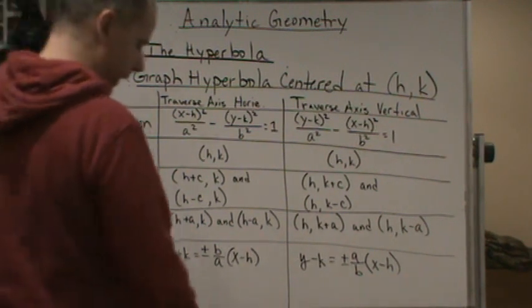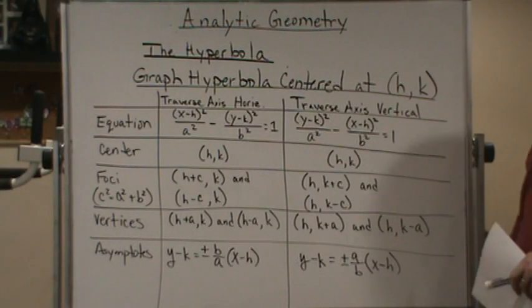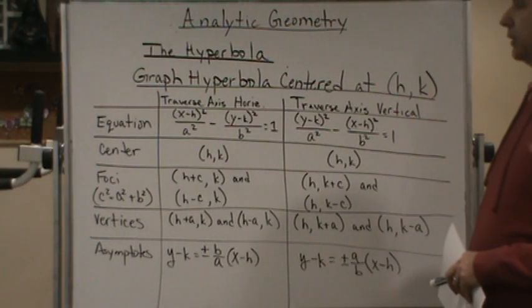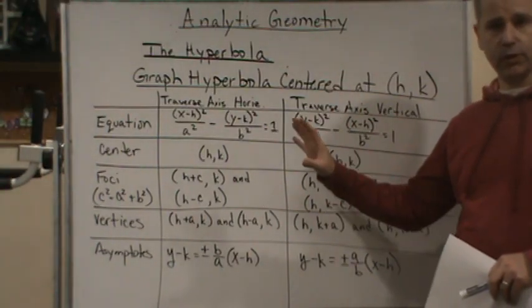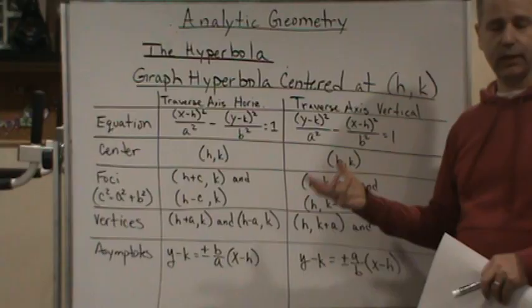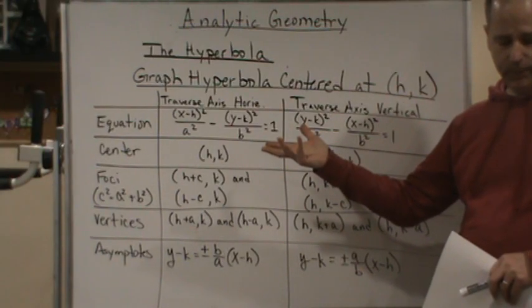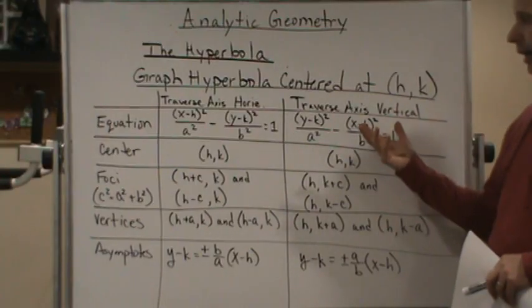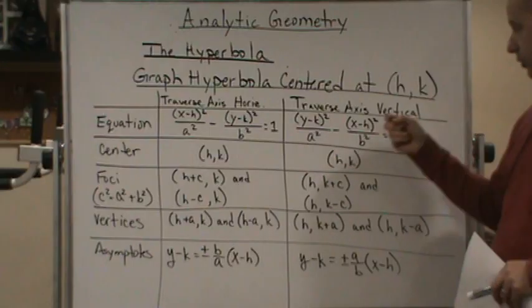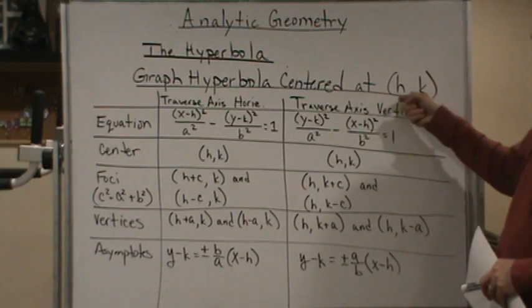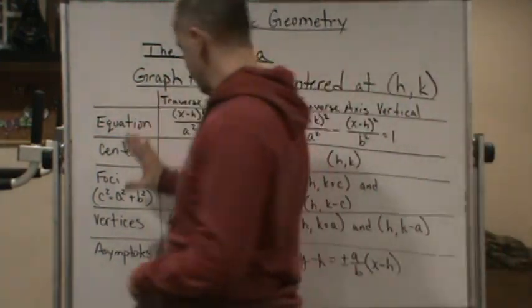All right, welcome back. Okay, so now we're going to talk about hyperbolas again. With hyperbolas, last time we talked about centered at the origin. Now, just like we did with ellipses, we're going to generalize it more to hyperbolas that are centered pretty much anywhere. So h, k again. What if it's centered at some other point other than the origin? And so this is the summary table.